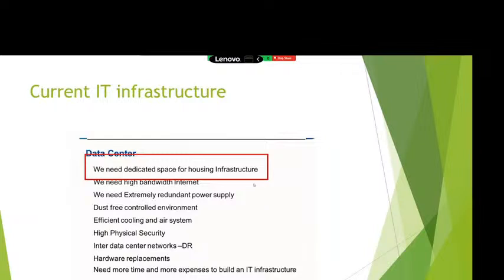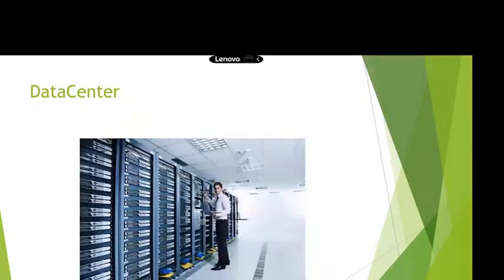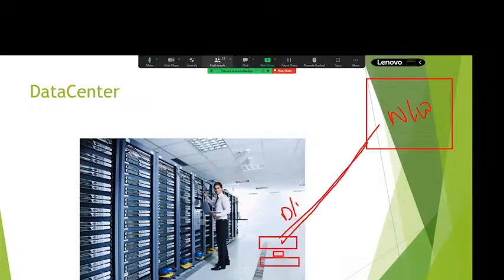Next, we need high bandwidth internet. For example, my organization's data center is in New York and I am sitting in Hyderabad. To access the data, application information or database, we need high bandwidth internet. That is another cost, right?